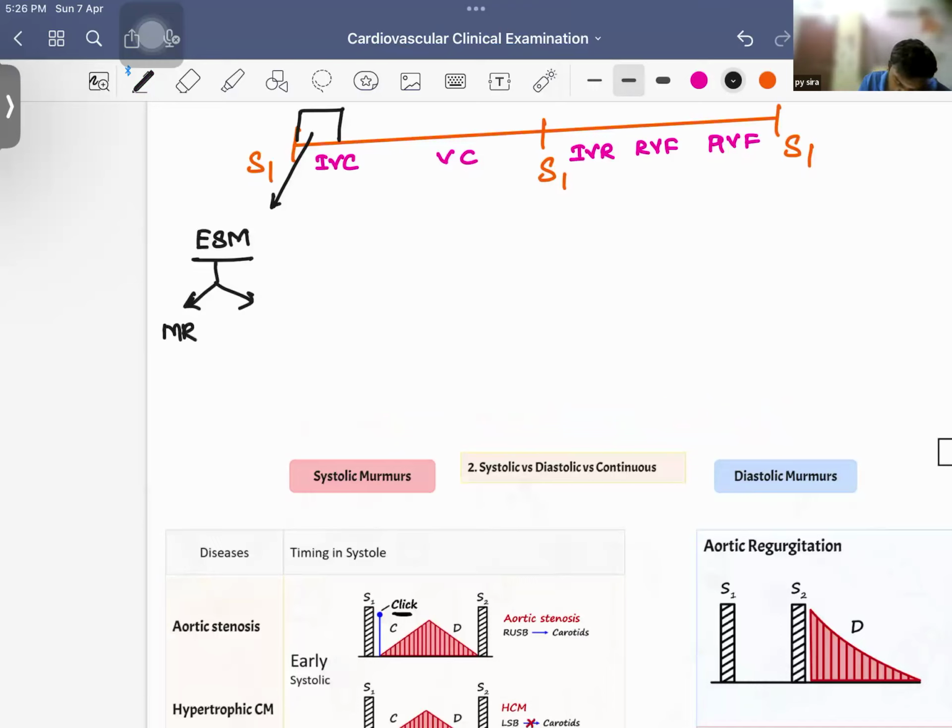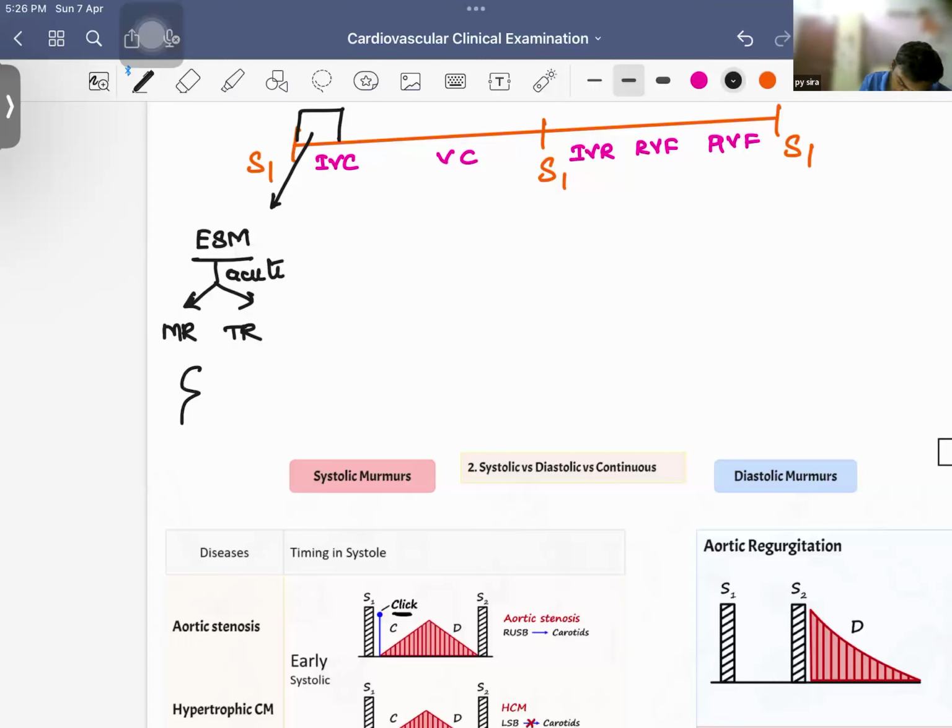Early systolic murmur occurs in two conditions: mitral regurgitation and tricuspid regurgitation. You can ask me, I have studied all through my clinical class that mitral regurgitation is going to be a pansystolic murmur. And we are discussing here a case of early systolic murmur, so how is it possible? It is in acute MR and TR.